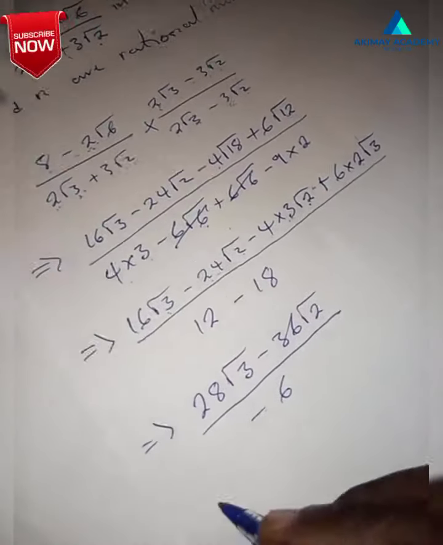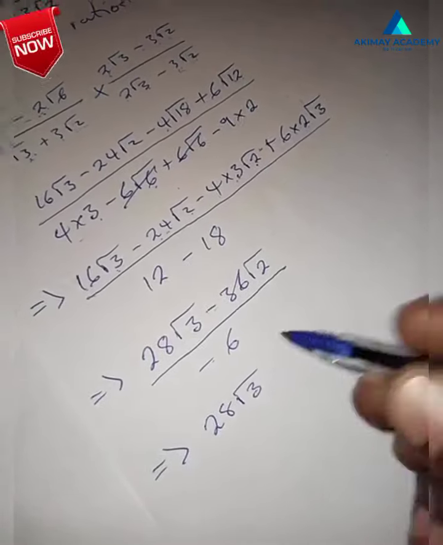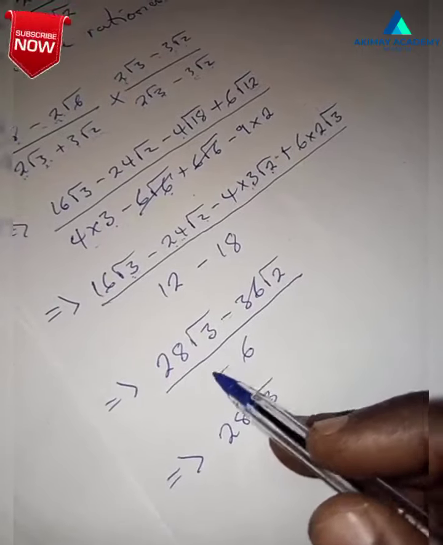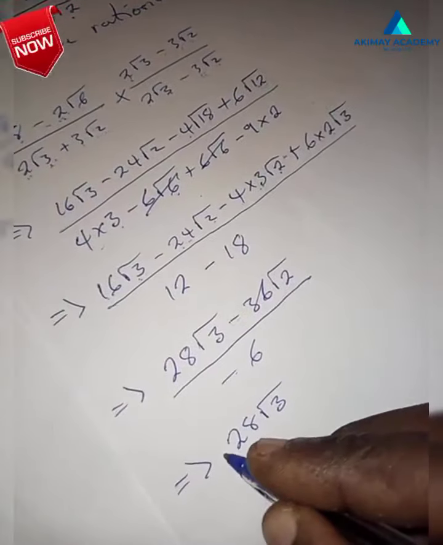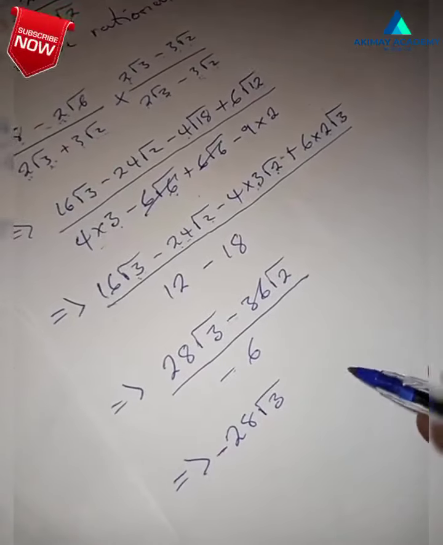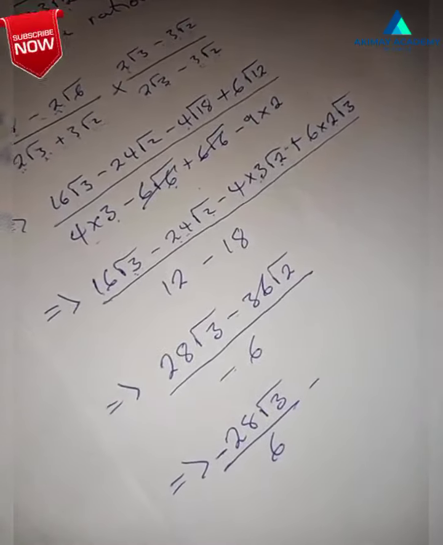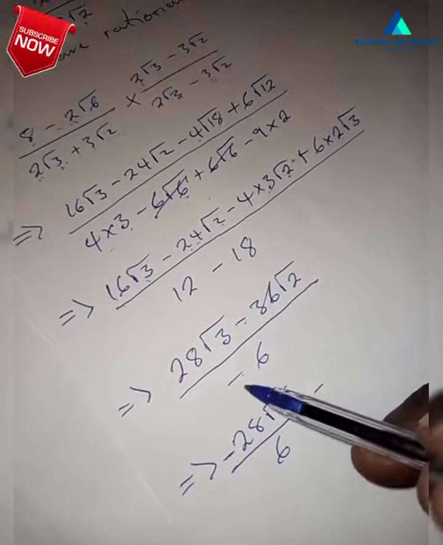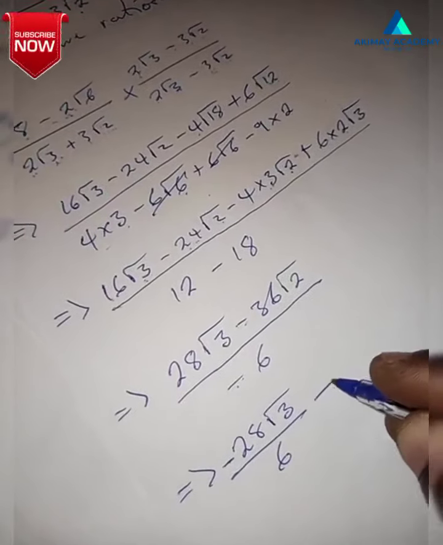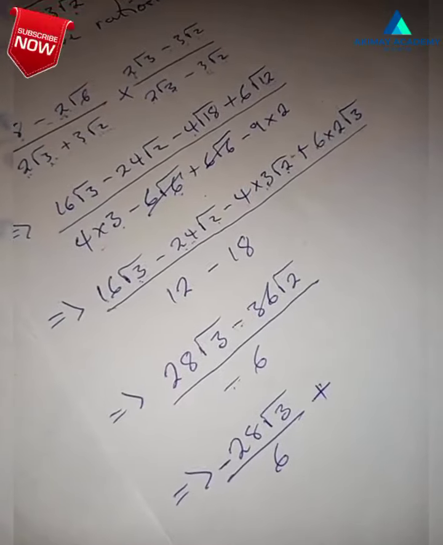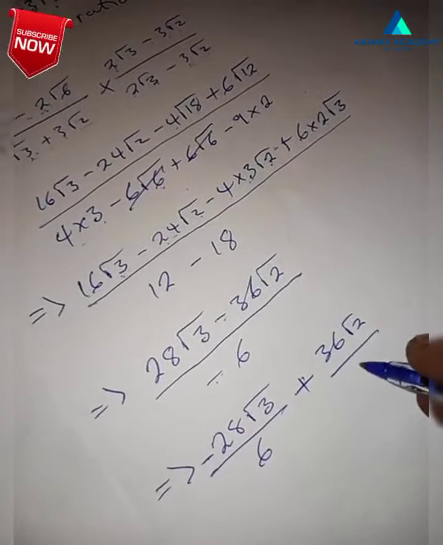So we can split them and have 28 root 3. Now, because the sign over here is negative, and denominators don't carry a negative sign, we send it to the numerator. So you bring the negative sign here. So you have negative 28 root 3 out of 6 minus. Now you can see that there's a minus sign already here, so this minus sign also affects them. It will change the minus sign to positive. So we have positive 36 root 2 out of 6.